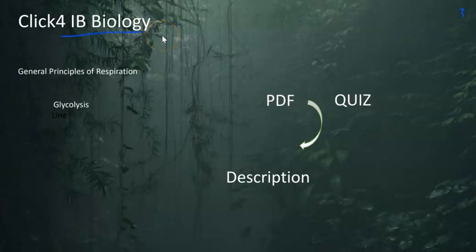Click for IB Biology, General Principles of Respiration. Glycolysis, a linear metabolic pathway that results in the production of some ATP and the formation of reduced coenzyme NAD.